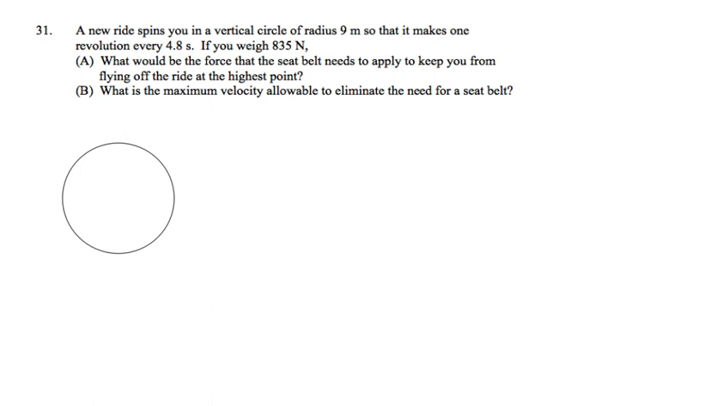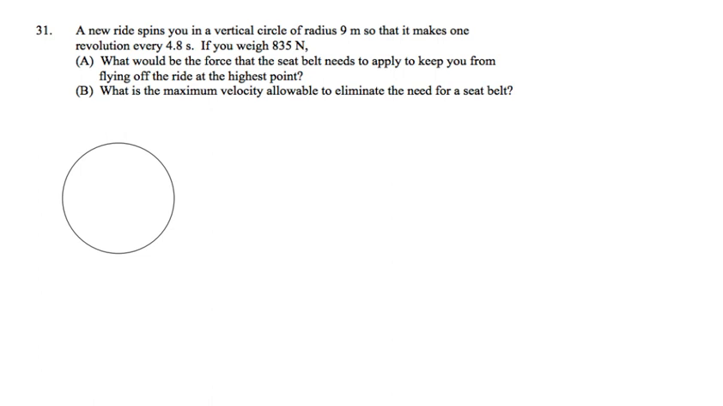All right, so in this problem, it says a new ride spins you in a vertical circle of radius 9 meters so that it makes one revolution every 4.8 seconds. Now, one revolution in 4.8 seconds, I'm not sure whether that's going to be so fast that it's going to pull me off the ride or whether I'm still going to be on the seat when I reach the highest point on this ride, because that would be the place where I'm most likely to fly off the ride.